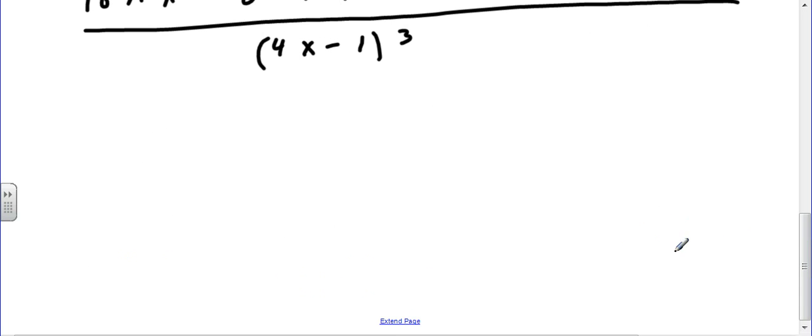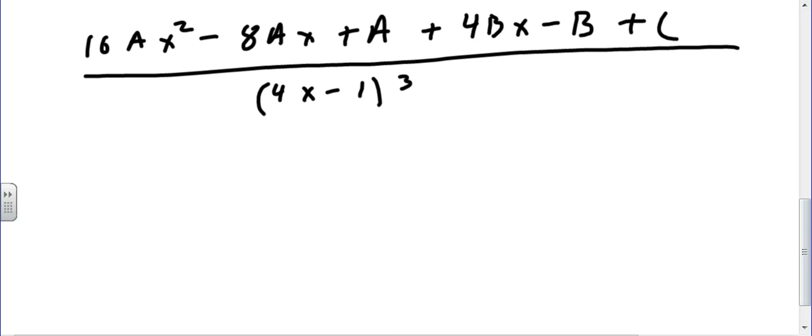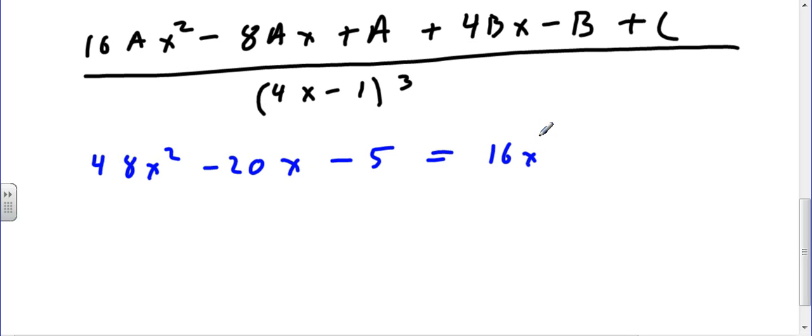And that's good. So the top is going to equal, what problem are we doing anyway? Number 9. So 48x squared minus 20x minus 5 has to equal 16x squared.